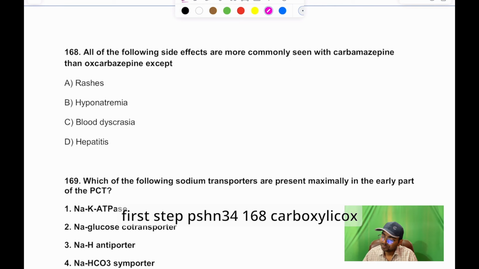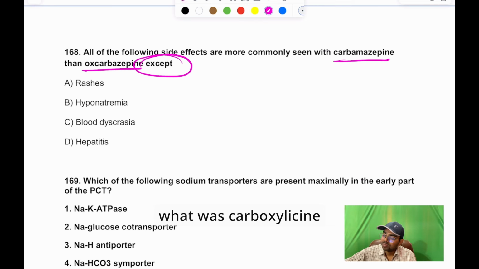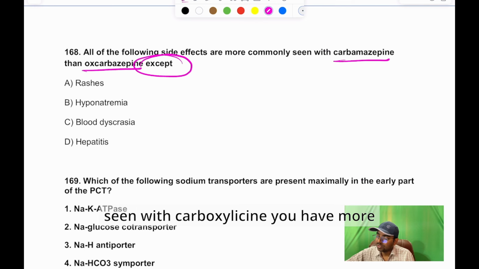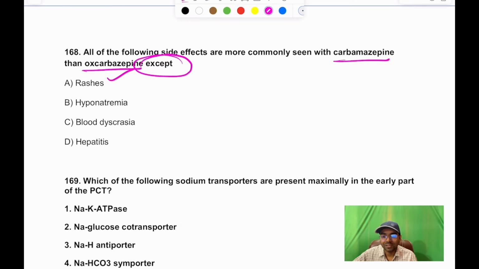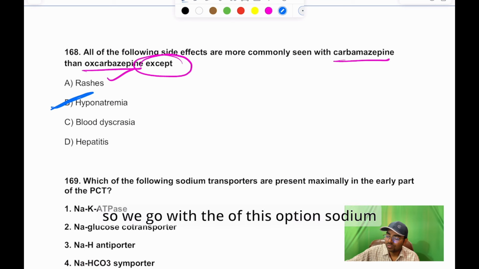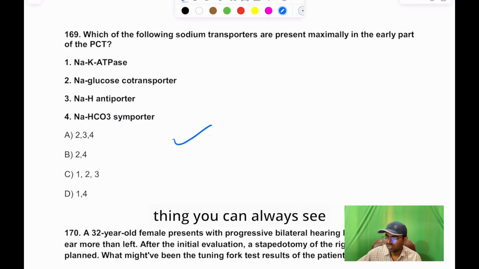168. Carbamazepine, oxcarbazepine, except carbamazepine. Now, what was carbamazepine seen with? Carbamazepine has more rashes, fine, but oxcarbazepine has more hyponatremia. So we will go with this option. Sodium transporters are seen in the early part of the PCT. This is again a factual thing. You can always see.